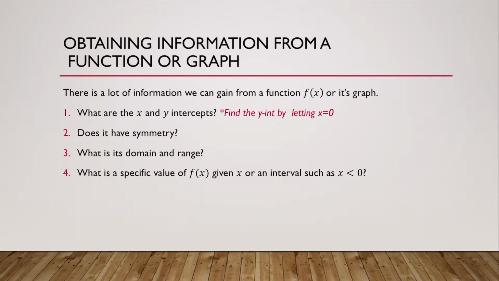So what are some things that I can learn from a function or a graph? Well, I could learn what the x and y intercepts are. To find the x-intercepts, I let y equal 0, and to find the y-intercepts, I let x equal 0. It's the opposites. It's also important to know, does this function have symmetry? That's something we're going to talk about in the next couple sections. I also want to know a function's domain and range if possible. It's also really important to be able to find a specific y value, or f of x, given an x. That tells us a point on the graph, or specific values over an interval can be important as well. So let's first look at a function, and then we'll look at a graph, and we'll see what we can glean from those.